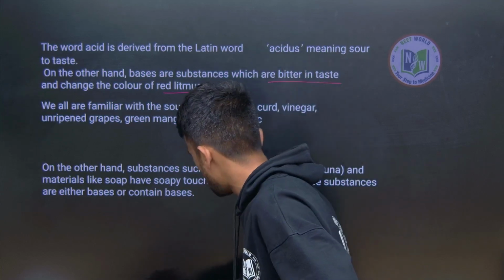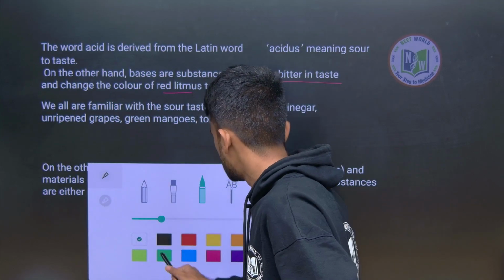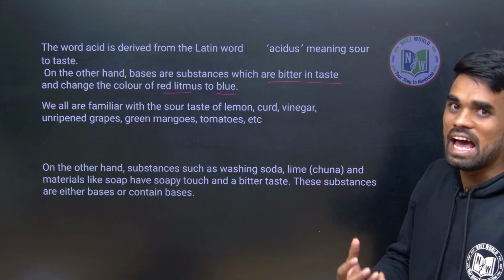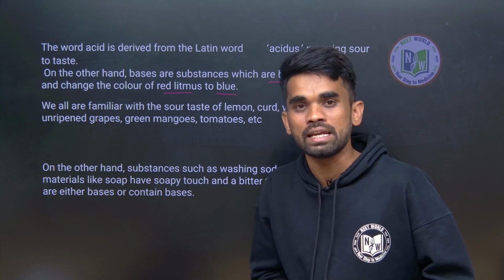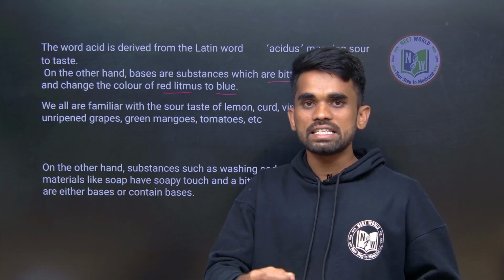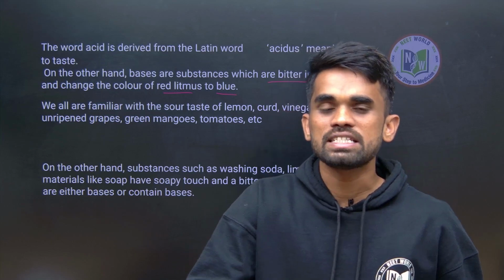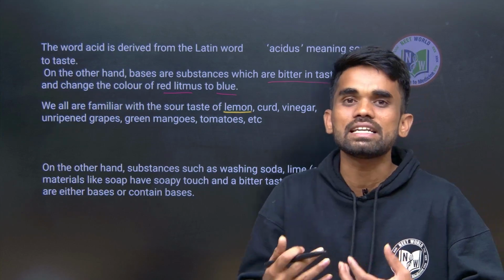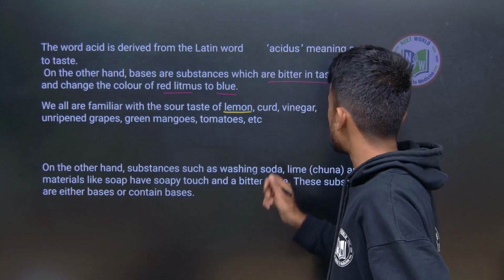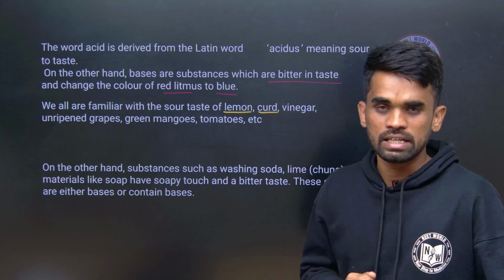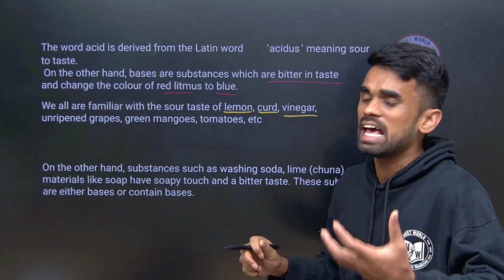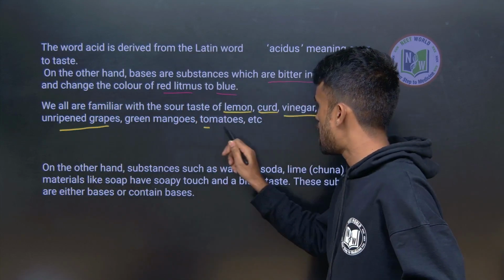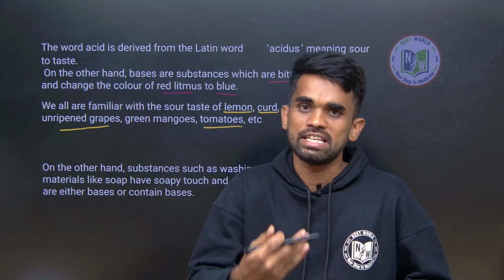Let me take a color pen here. Now look here. What are the acids we are using in our daily life? For example, lemon juice. So lemon has citric acid. That is why we call them citrus fruits. Next, curd has lactic acid, right? Next, vinegar, acetic acid. And next, unripened fruits like grapes, and tomatoes. All these are acidic in nature.